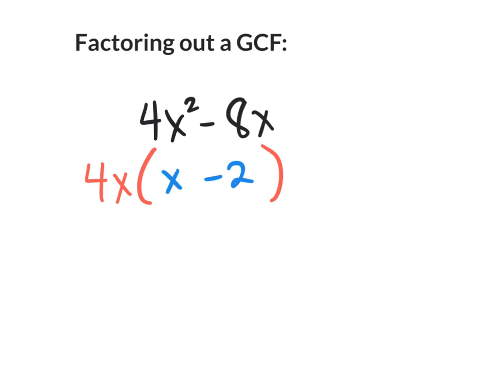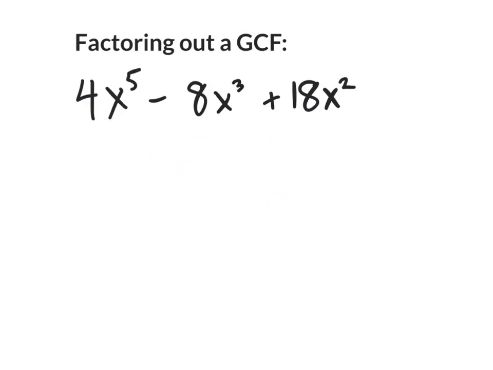Let's try one with 3 terms instead of 2. So right here we have 4x to the 5th minus 8x to the 3rd plus 18x squared. Is there a 4 in common, the multiple of 4? There's a 4 here. There's 4 times 2 is 8. 4 times, nope, it doesn't work. So 4 didn't work. Let's try something else. How about 2? Yeah, they're all even numbers, so you could definitely pull out the multiple of 2. So let's put our parentheses here. I'm trying to pull out the GCF.